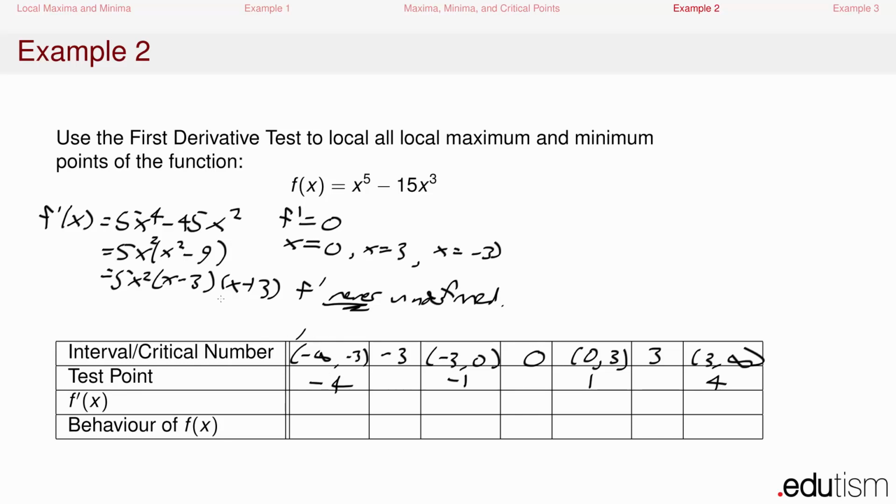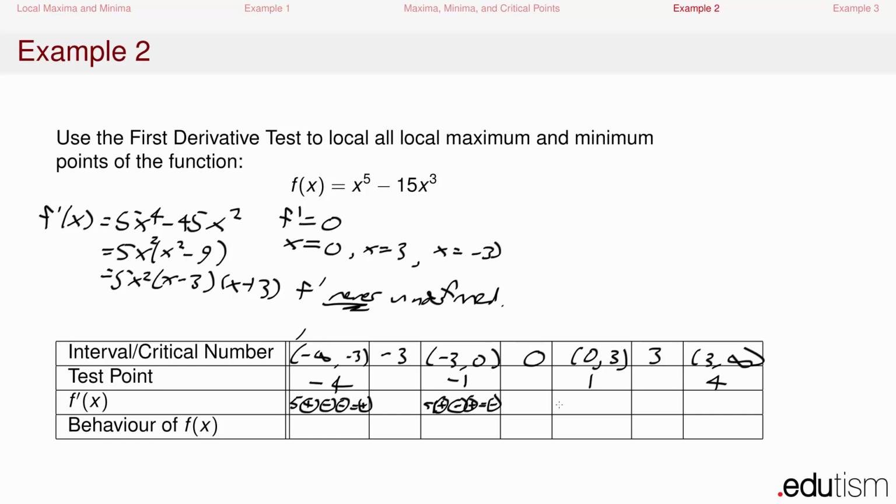So I plug in negative 4 into the derivative. I'm going to have 5. Negative 4 squared is going to be positive. Negative 4 minus 3 is going to be negative. Negative 4 plus 3 is going to be negative. This gives me a positive result. Plug in negative 1. 5 times negative 1 squared is positive. Negative 1 minus 3 is negative. Negative 1 plus 3 is positive. This gives a negative result.